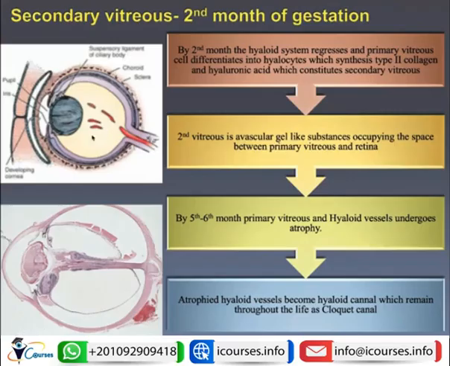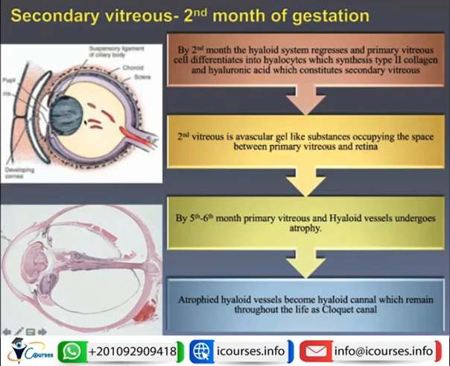And the secondary vitreous is the adult vitreous. Here is the trick: the secondary vitreous is like an avascular gel substance that occupies the space between the lens and the retina. And further, at the 5th to 6th months of gestation, there will be a complete regression and atrophy of the hyaloid vessels here. And sometimes they will leave a canal at the center that's called the canal of Cloquet.